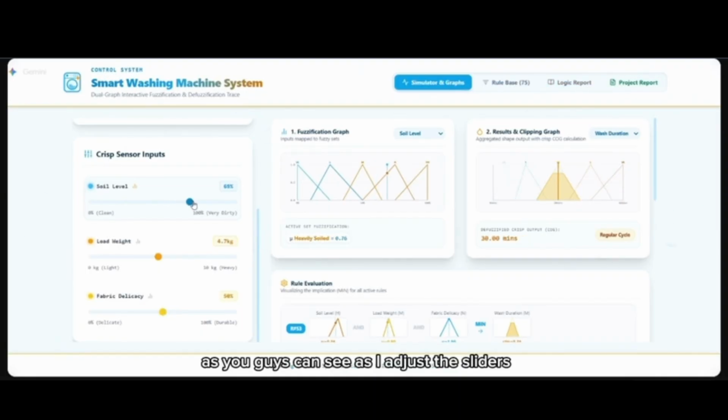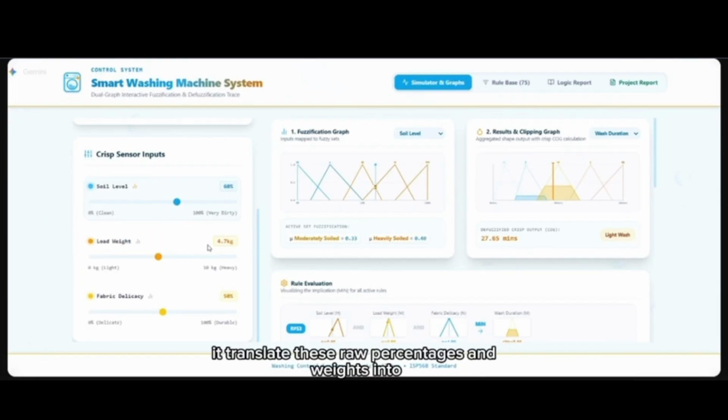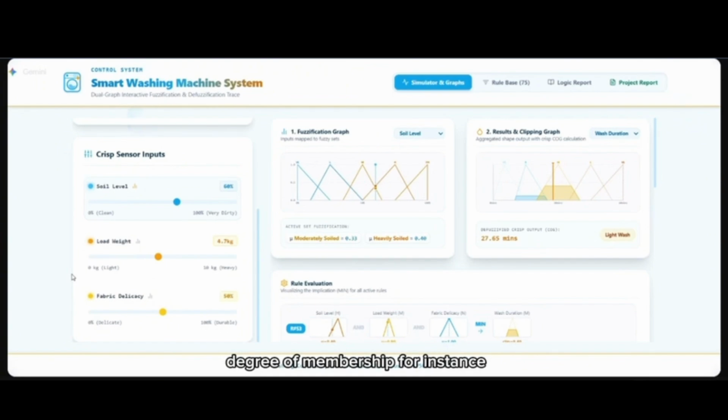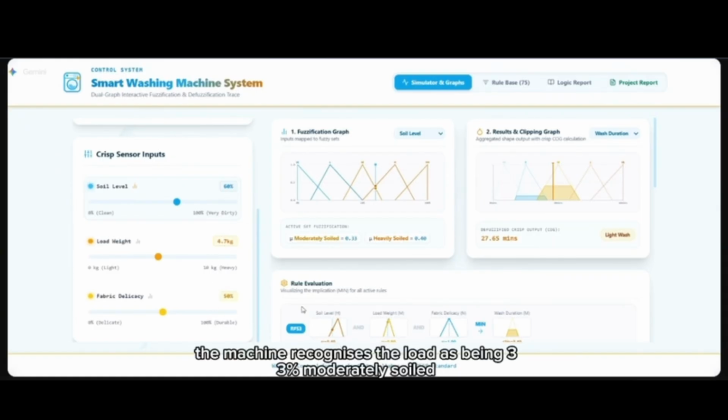As you can see, as I adjust the sliders, the system instantly performs fuzzification. It translates these raw percentages and weights into degrees of membership. For instance, at 60% soil level, the machine recognizes the load as being 33% moderately soiled and 40% heavily soiled.